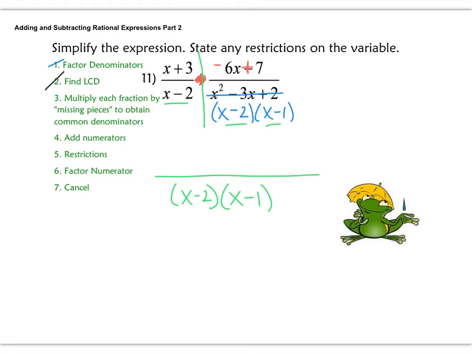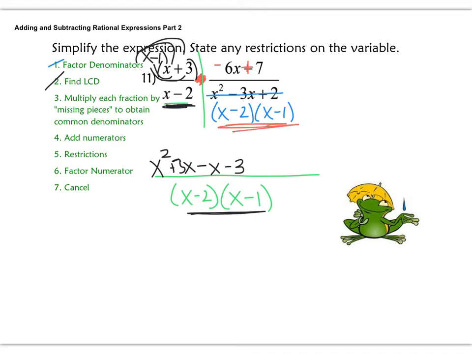Step 3, multiply by their missing piece. What is this one missing to look like this? It's missing the x minus 1. So we are going to have to multiply those together, so that means we have to distribute. So we're going to get x squared plus 3x. And then distribute the negative 1, so negative x minus 3. All right, second fraction, what is this missing to look like this? It's not missing anything. So that top doesn't need multiplied, but it is still there. So negative 6x plus 7.